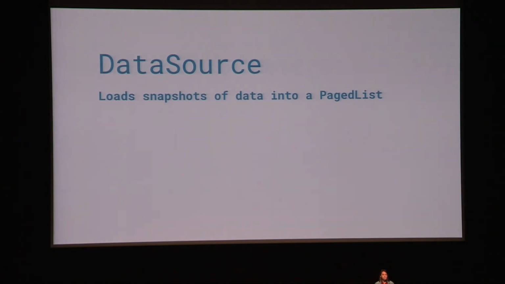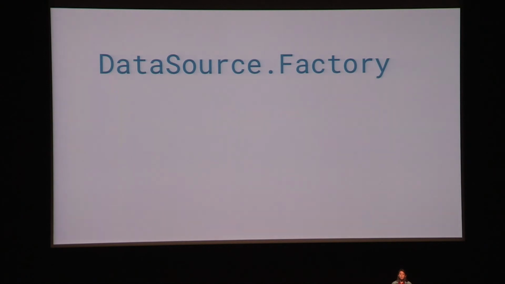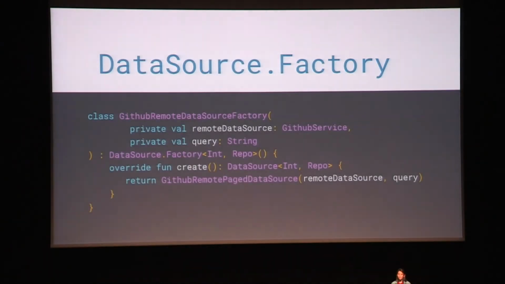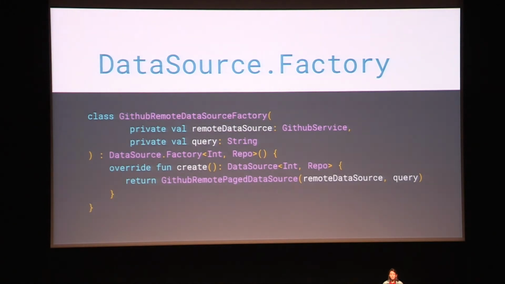Another element is the data source. So where are we actually getting the data? The role of this class is just to load snapshots of data into a page list. I'm not going to go right now in detail about this, but I will a bit later. We will also need to define a data source factory, where we define how should the data source be created. So in our case, we just need to implement the create method and create the data source that we need.